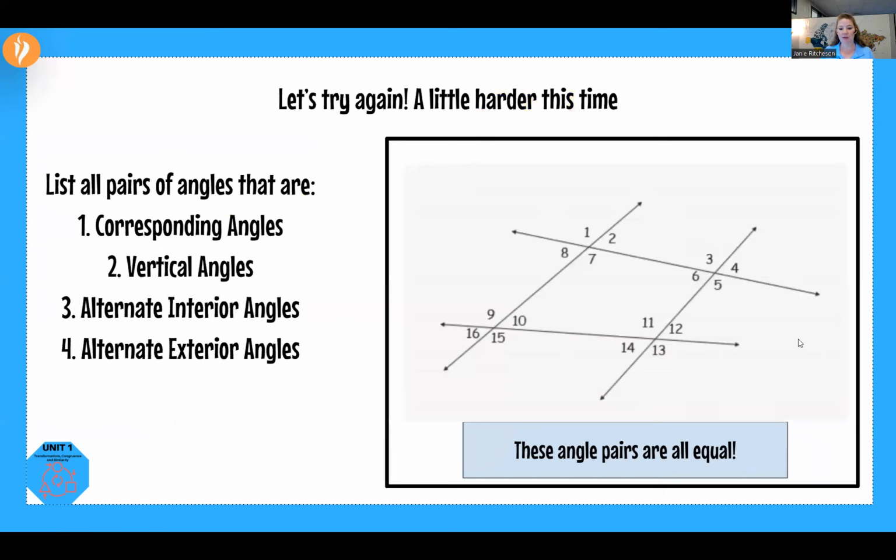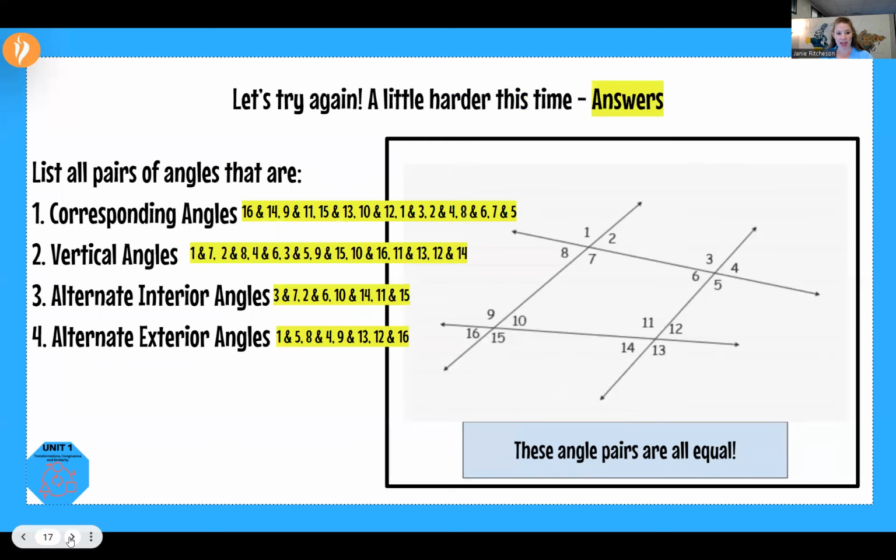All right, so now we have a more complicated picture here. But when we're talking about these different types of angles, you are looking for parallel lines, okay? So you can see that this line and this line are not parallel. However, these two lines do appear to be parallel. So when we're finding these types of angles, these pairs of angles, you are always looking toward the two parallel lines, okay? So pause the video, take a look at these, and try to answer these questions.